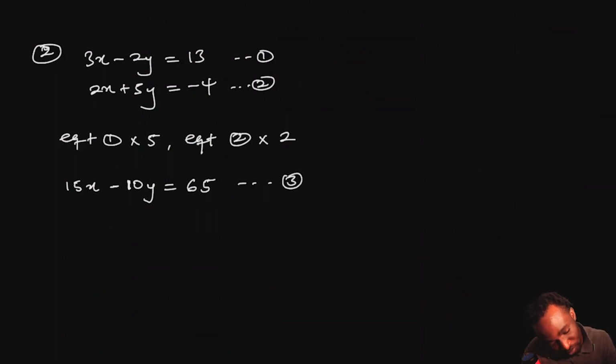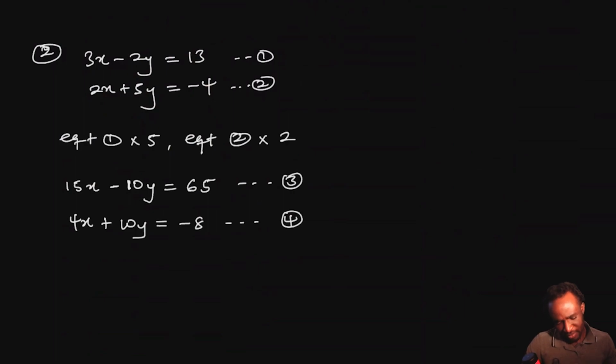And then we do the next arithmetic, which is equation 2 times 2, meaning you have to multiply each term in equation 2 by 2. So we are going to get 2 times 2, in this case, is 4x. Then we get 10y is equal to minus 8. I'm going to label this equation 4. All right, so let's go on.